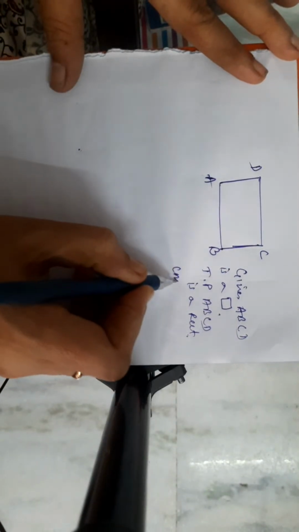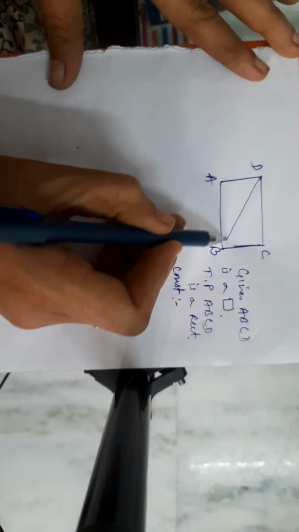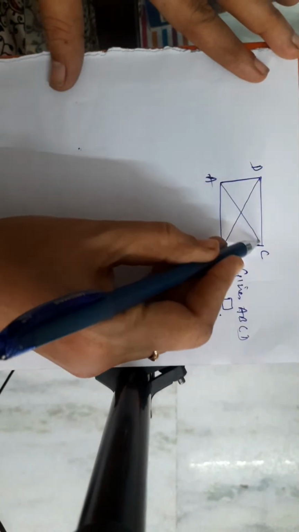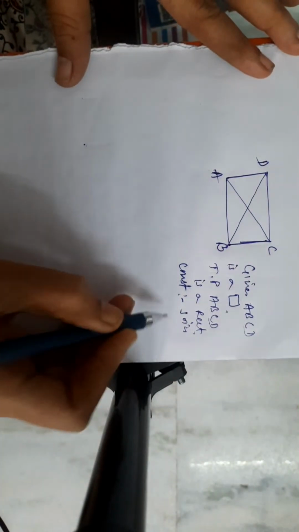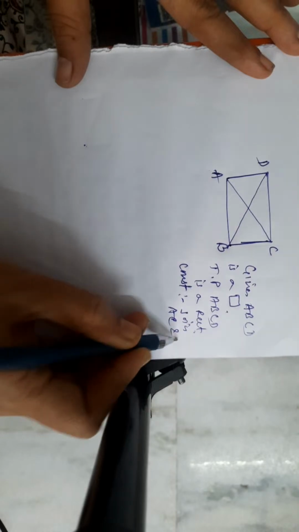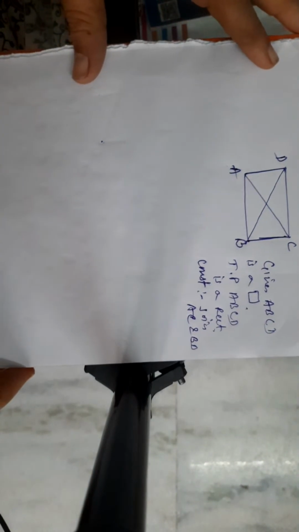Now in construction, what did we do? We joined BD and AC. So this is the construction part. Join AC and BD. Now let's start with the proof.